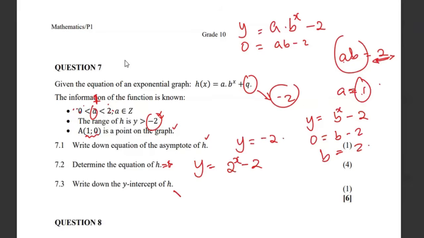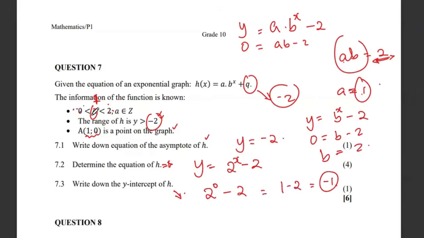And then they want us to get the y-intercept of h. So with the y-intercept, x must be 0. So 2 to the 0 minus 2. This becomes 1 minus 2, which is negative 1. So that is question number 7.